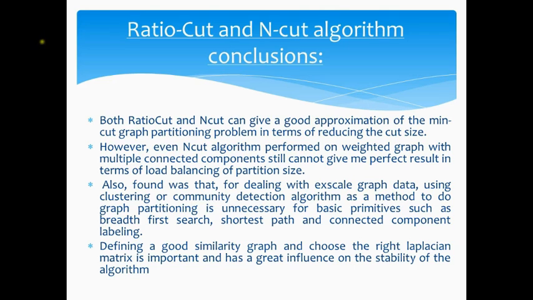Also, we found that for dealing with extreme-scale graph data, using clustering or community detection algorithms as a method to do the graph partitioning is unnecessary for basic primitives such as breadth-first search, the shortest path, and connected component labeling. Defining a good similarity graph and choosing the right Laplacian matrix is very important and has a great influence on the stability of the algorithms.